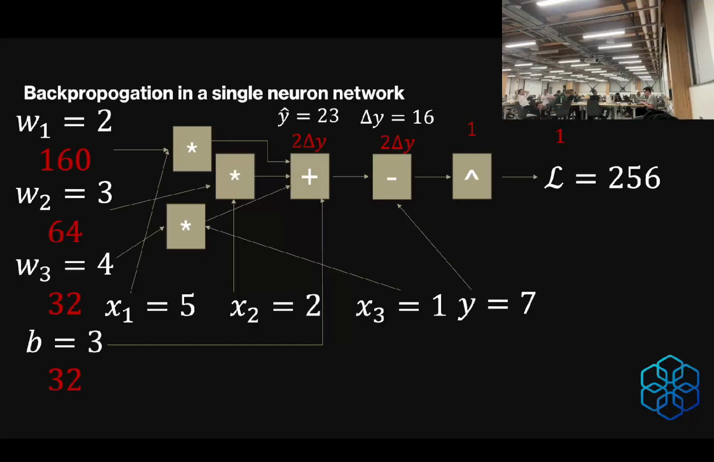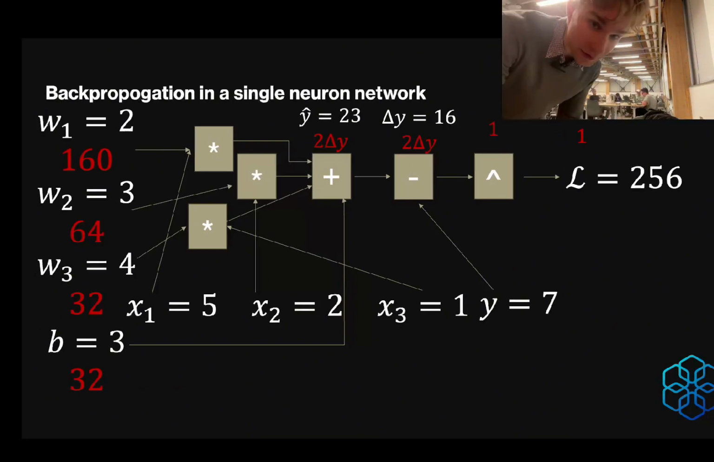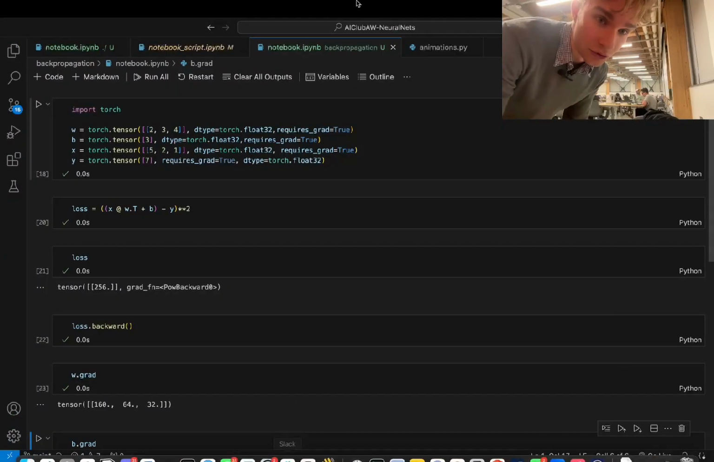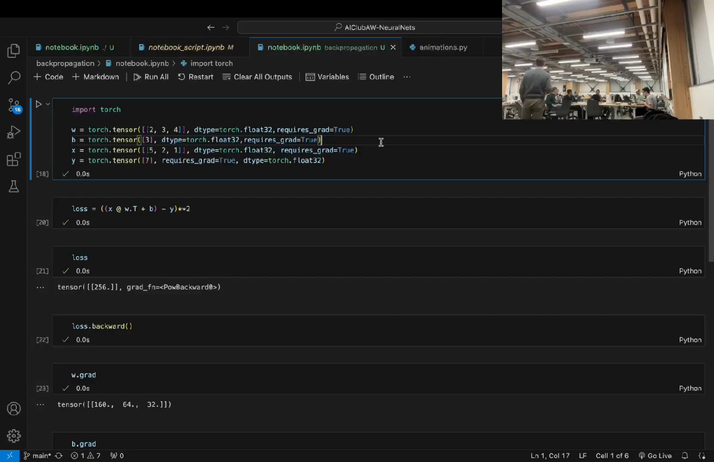Now, so you guys don't think I'm making this all up, making mistakes, how about we validate this using PyTorch? So in PyTorch, we are going to create 4 tensors. One is going to be W, the other one is going to be B, which is bias. W is our weights, B is our bias, X is going to be our inputs, and then Y is going to be the ground truth we're looking for.